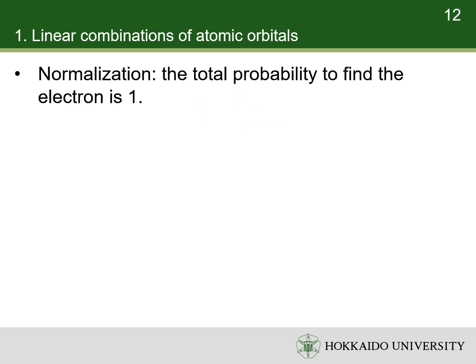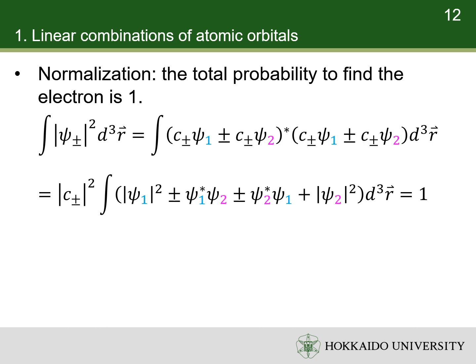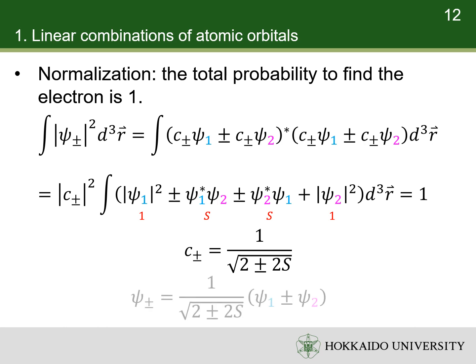To find the values of C plus and C minus, the normalization condition is used. That is, the total probability of finding the electron in the whole space is 1. Note that the probability density of finding the electron is the square of the modulus of the wave function. There are 4 definite integrals in the calculation. 2 of them are the normalizations of atomic orbitals. The other 2 are the overlap integrals. So, C plus minus can be expressed with the overlap integral. The final LCAOs are shown as follows.